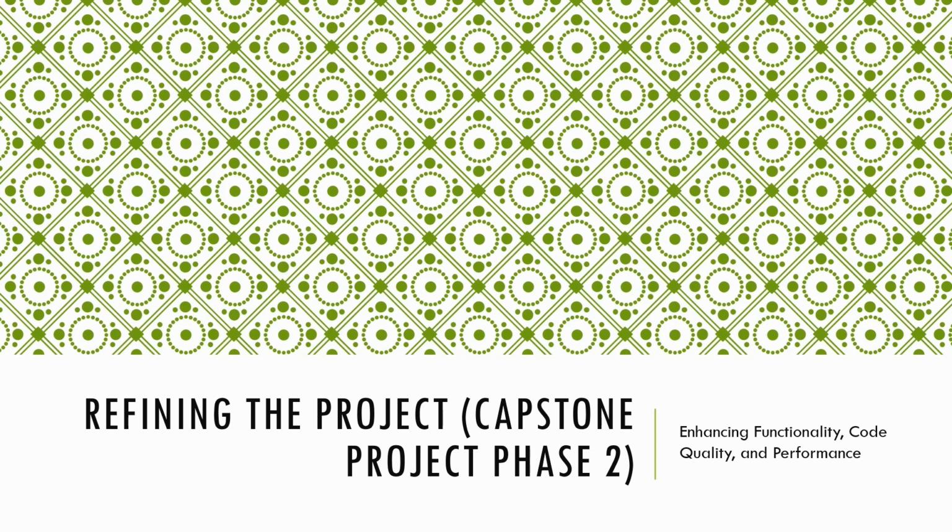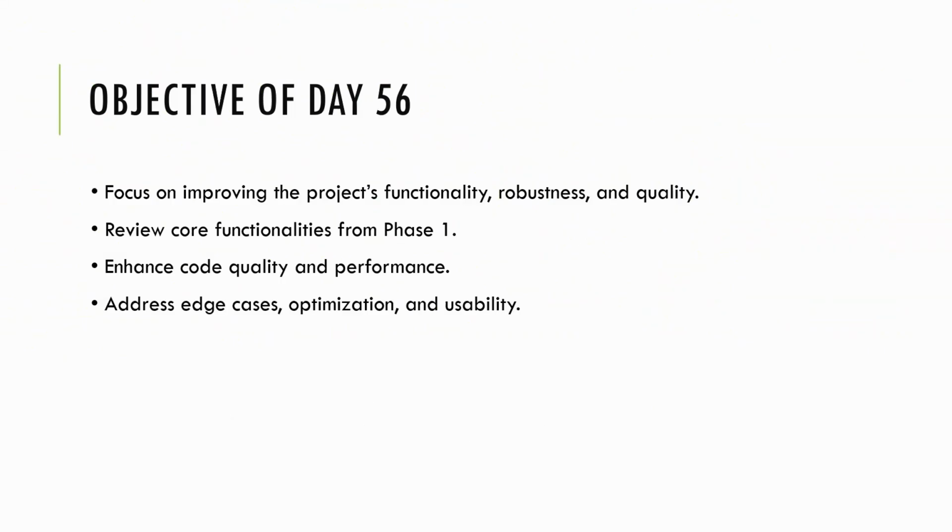Welcome to the presentation on refining the project as part of the Capstone project phase 2. In this phase, we focus on enhancing the functionality, code quality, and performance of our project. Today, our objective is to refine and optimize the project, ensuring it is both robust and functional. We will revisit core functionalities from phase 1, improve code quality, and address key areas like edge cases and performance.